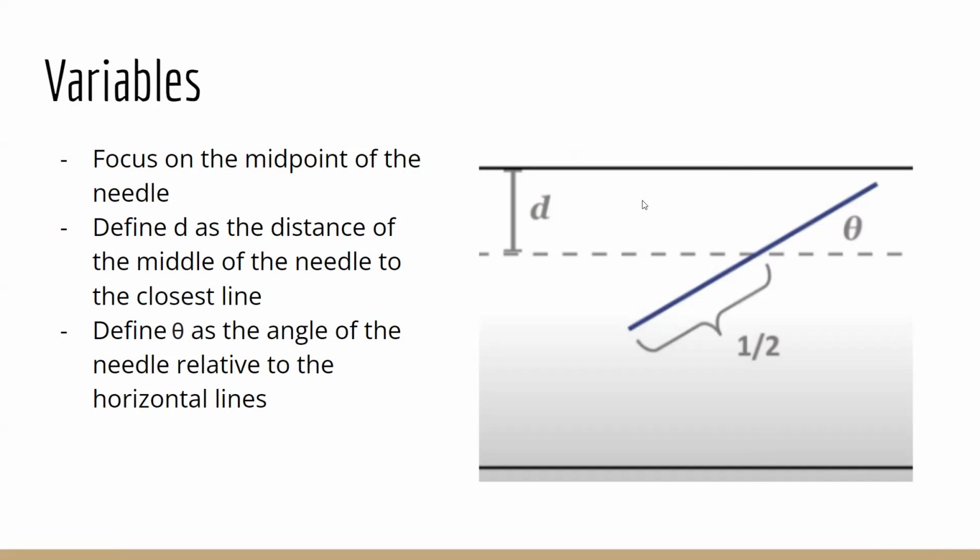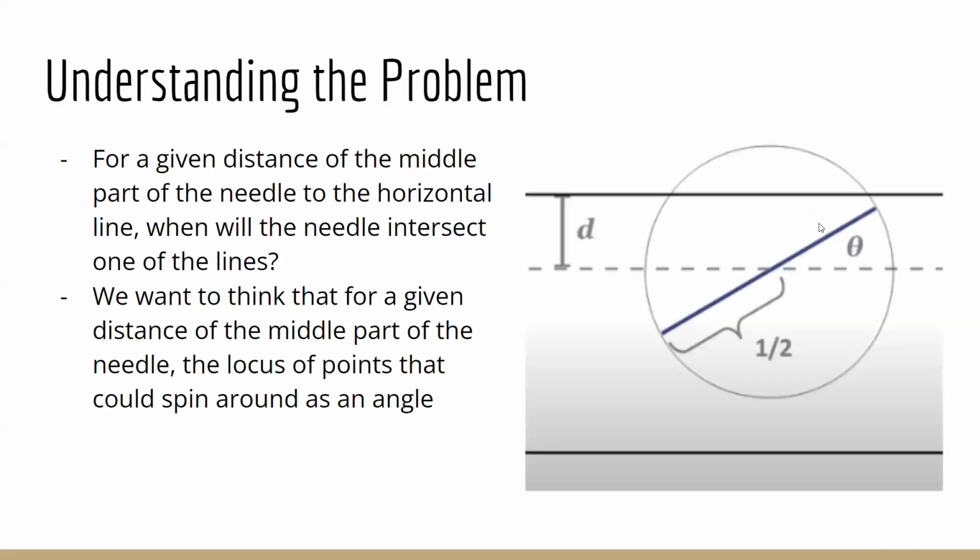Now theta is going to be the angle of the needle relative to the horizontal lines. So we have theta here. We're going to imagine there's an angle right here, and that's going to be our angle theta. So for a given distance of the middle part of the needle, when will the needle intersect one of the lines? That's going to depend on the angle that the needle makes.